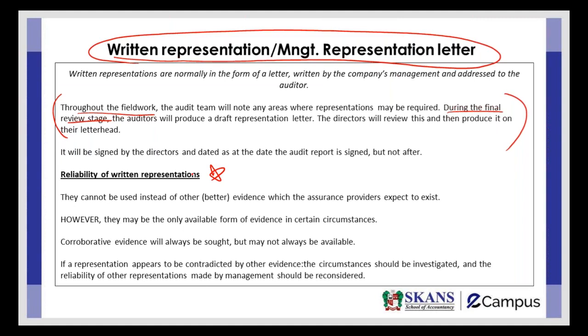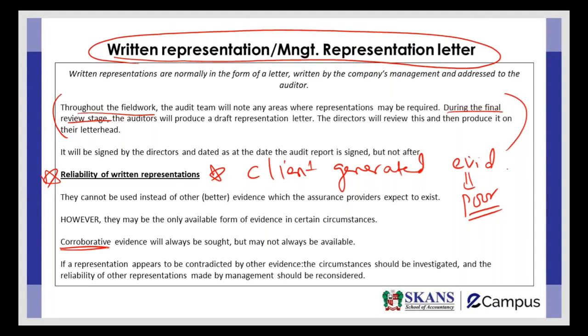Now, this is something important I want you to understand primarily for your Section A questions. Please remember that written representations are produced or made by the management. So this is client-generated evidence. Okay, so this is evidence which has been made by the client. Because of this, it is poor quality. So as evidence, you do have better quality evidence available. So you should always be looking for corroborative evidence.